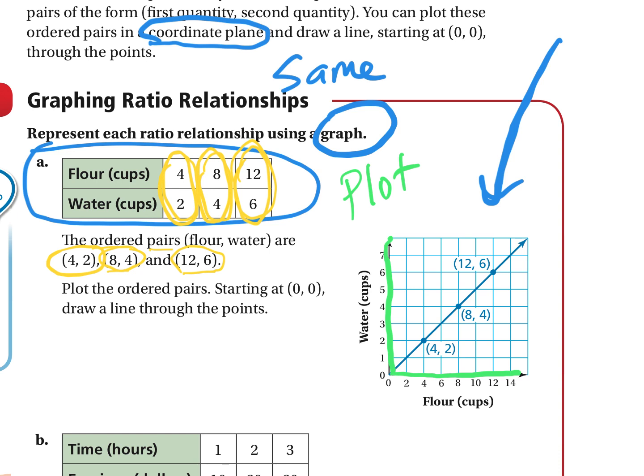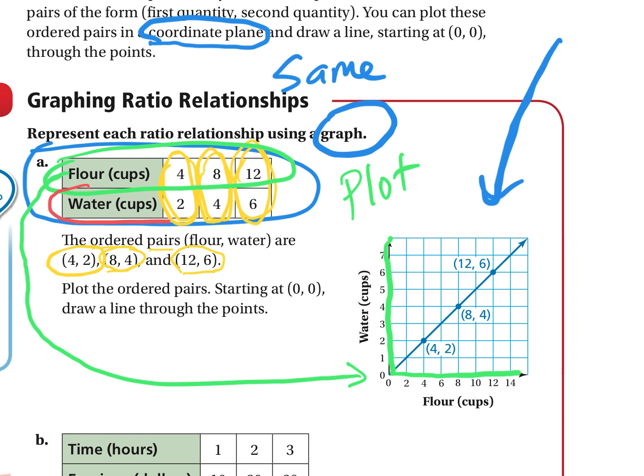Let's focus on, from the ratio table, putting the top information into our x-axis, meaning the stuff up here. And then the information below, this water information, since it's below on the ratio table, we'll put that on our y-axis, just so we can stay consistent and we're not getting that mixed up.